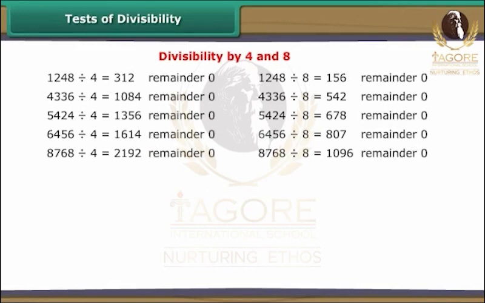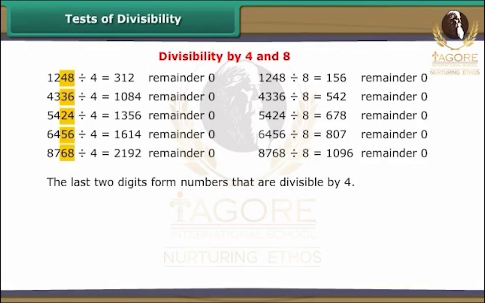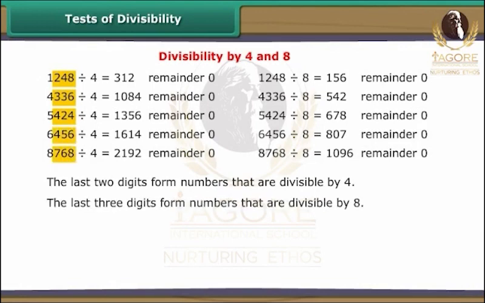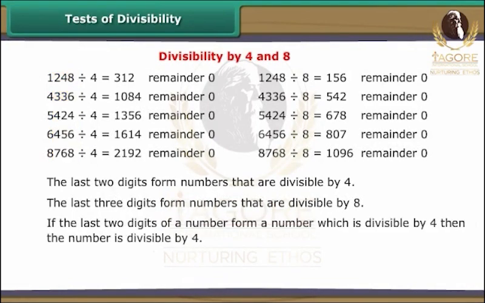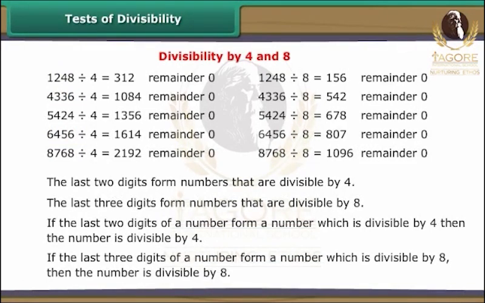Consider the last 2 digits of the numbers: 48, 36, 24, 56, 68. The last 2 digits form numbers divisible by 4. Consider the last 3 digits of the numbers: 248, 336, 424, 456, 768. The last 3 digits form numbers divisible by 8. Therefore, we can say that if the last 2 digits of a number form a number which is divisible by 4, then the number is divisible by 4. If the last 3 digits of a number form a number which is divisible by 8, then the number is divisible by 8.